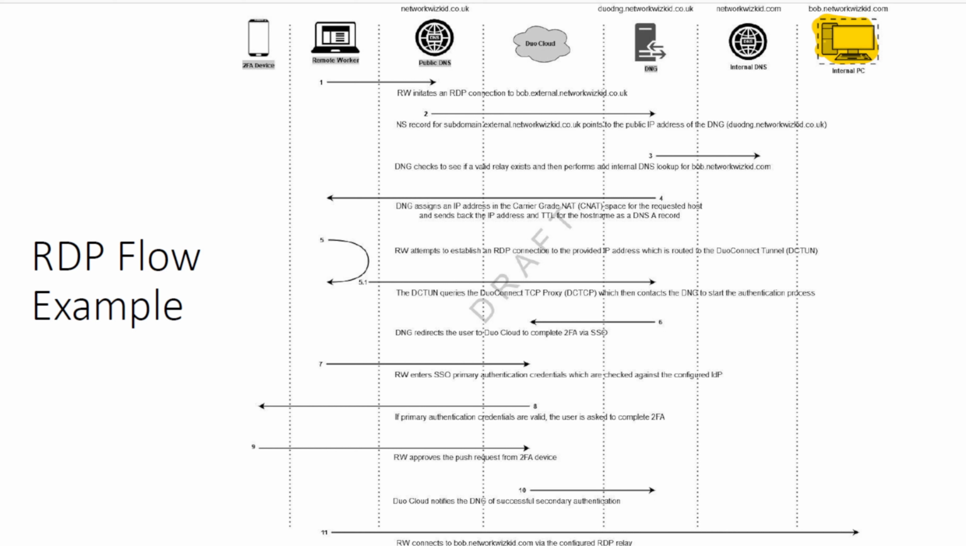So what we're doing here in step one is essentially taking the first portion of the host, which is Bob, and I'll just color code that. This is what we're talking about here. We're first taking the Bob, and then we're attaching that NS record, which is that external, in this case, .networkwizkid.co.uk, onto that.